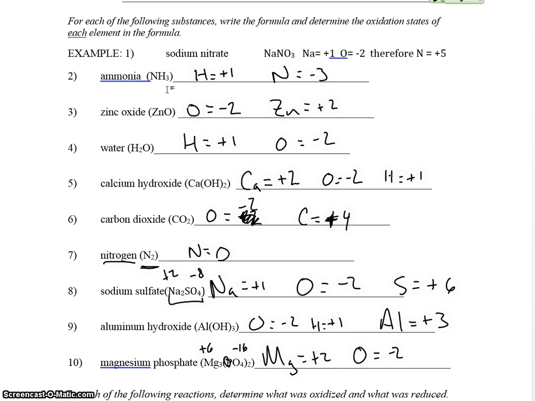Then that means these two phosphoruses have to balance a negative 10 out with a positive 10. So we're going to do that positive 10 divided by the two phosphoruses that are contributing to that positive 10, and that brings us to a positive 5. So that's how we figure out the oxidation states for the elements in these compounds.